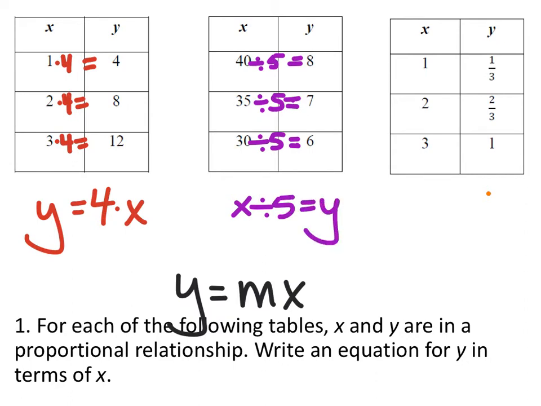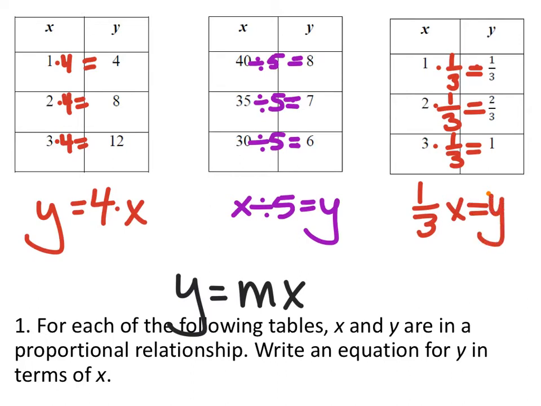Okay? And in fact, it's going to work the same way on this next one, but I'm going to use multiplication on this one. 1 times 1/3 is 1/3, which means 2 times 1/3 is 2/3. And 3 times 1/3 is 1. That is true. So what are we doing? I'm taking 1/3 and multiplying it by x to get my y value.